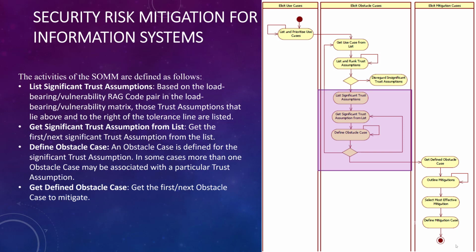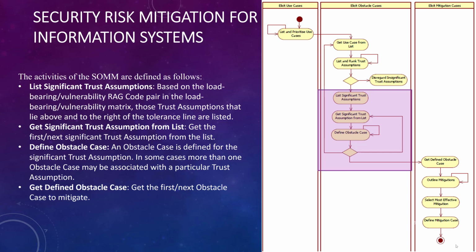From there, notice the purple component of the graphic shifted, and we're now down and looking at listing those significant trust assumptions, getting that from a list, and then defining what obstacles, and that's a recurring step, what obstacles might be in the way of that trust assumption. Okay? And again, this is just a programmatic way of doing it.